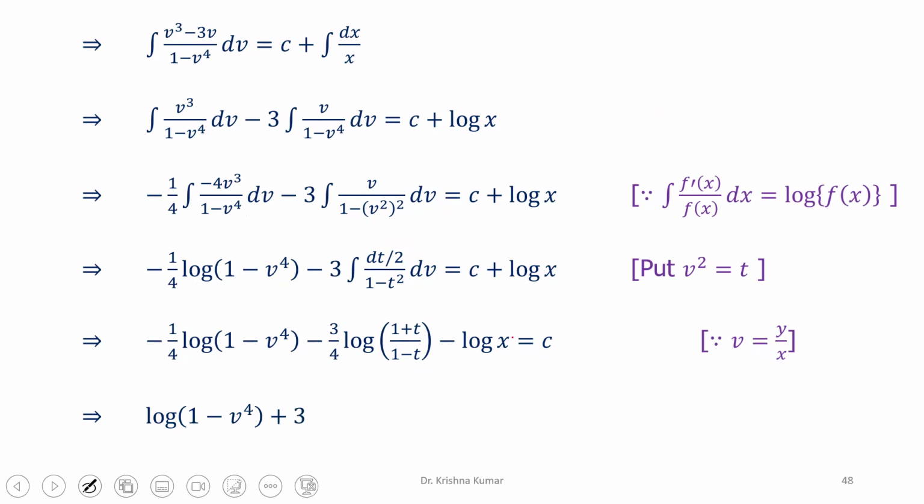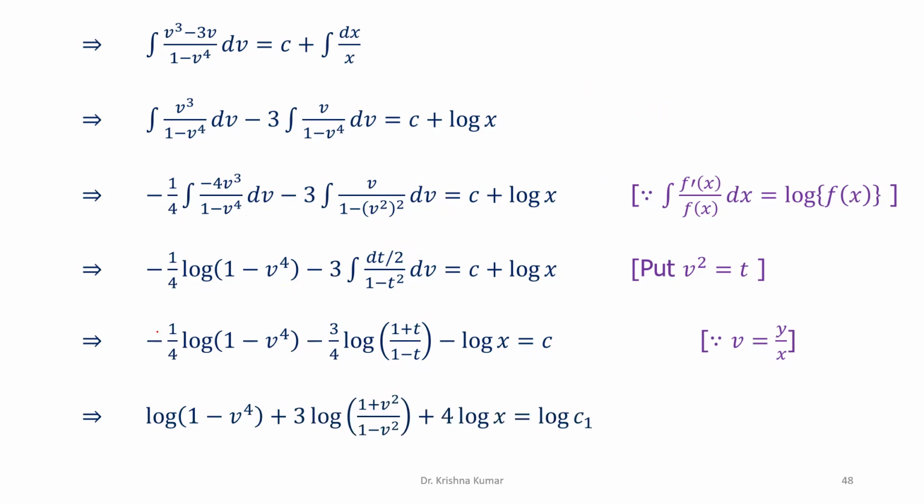So which implies, let us multiply the whole equation by minus 4. So this will become minus 4 plus 4 minus 4 into 1 upon 4, which is 1. So we have log of 1 minus v to the power 4 plus this minus 1 by 4. We are multiplying by minus 4, so again minus minus will become plus.